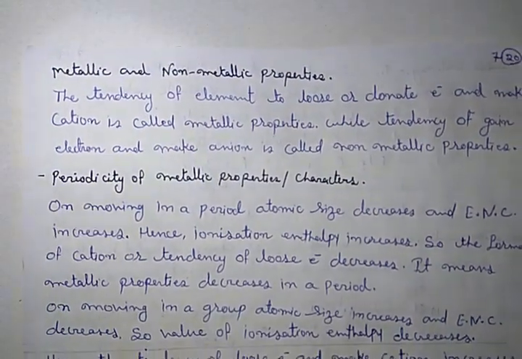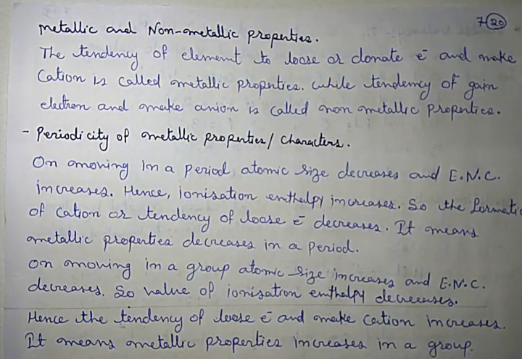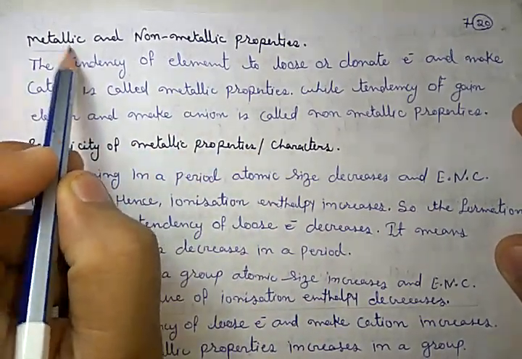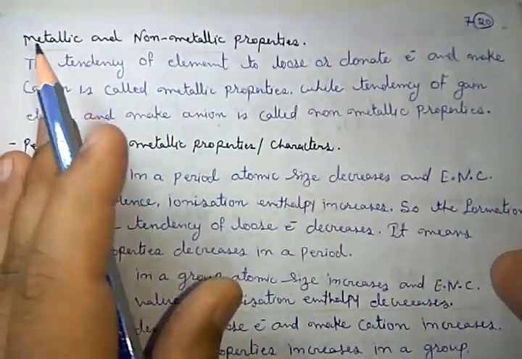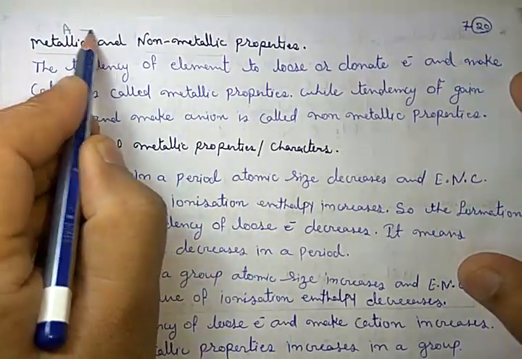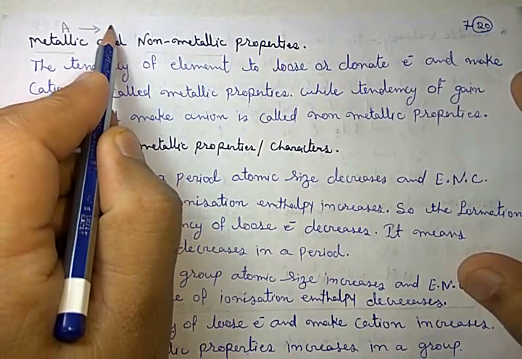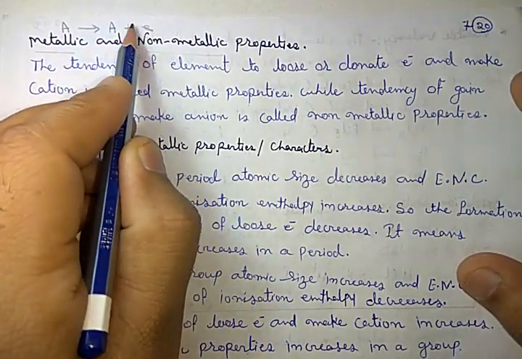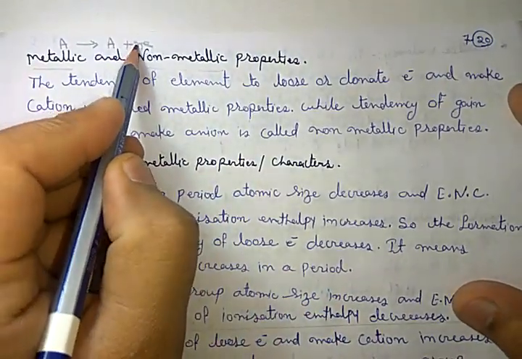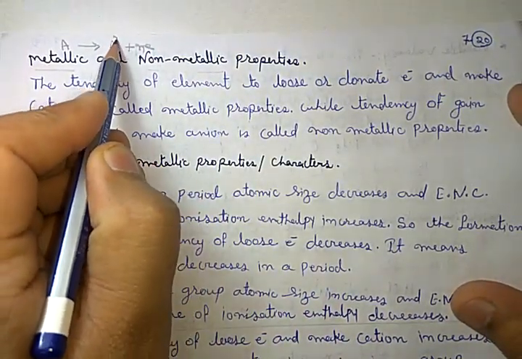Okay, now consider the next topic, that is metallic and non-metallic properties. Got it? First, let us discuss what metallic and non-metallic mean. What is the meaning of metallic and non-metallic properties? If an atom has a tendency to lose electrons, and because of losing electrons it will form a cation.